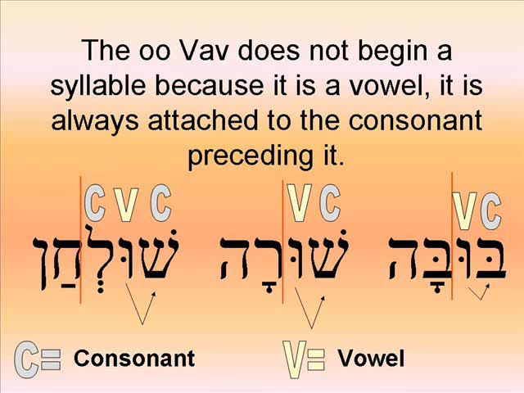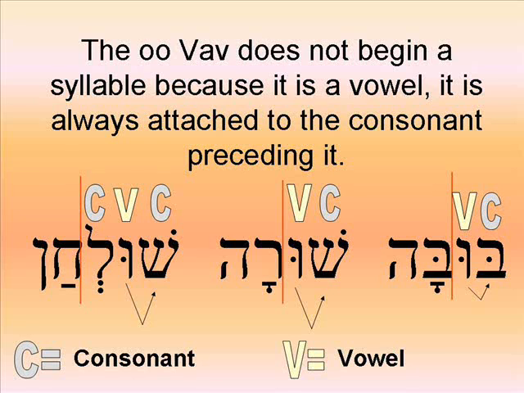Next word, shura. Shura means a line. Shin is a consonant, and the U-vav that follows it is a vowel letter. Therefore, the first syllable of the word shura is an open syllable. Open syllables end with vowels.